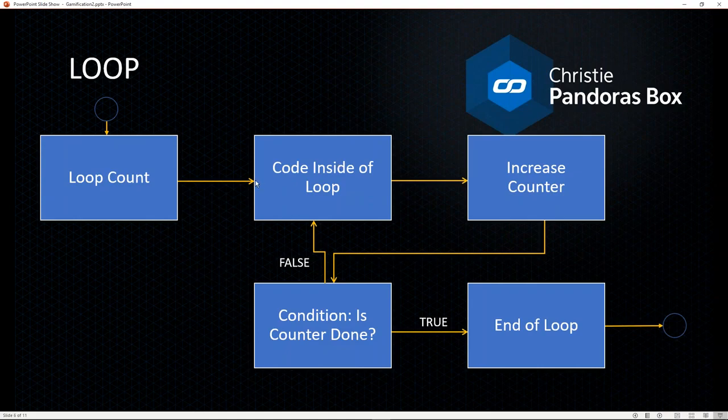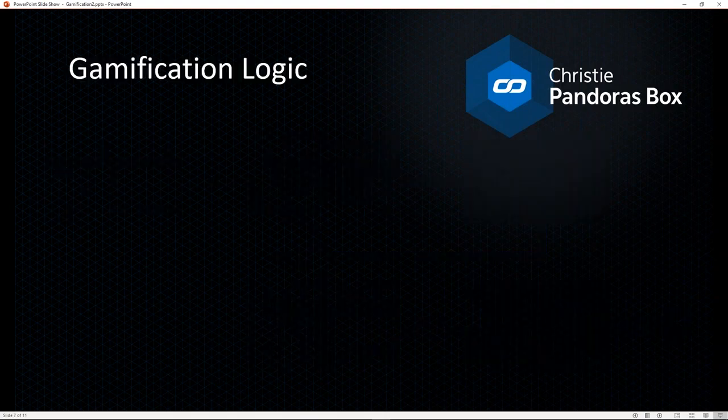We have our loop count. We have our code inside of a loop. We start with a number and we increase the number. If we have 1 to 10, the loop would run 10 times, and then it would exit. JSON, and we'll look at the JSON in a moment.